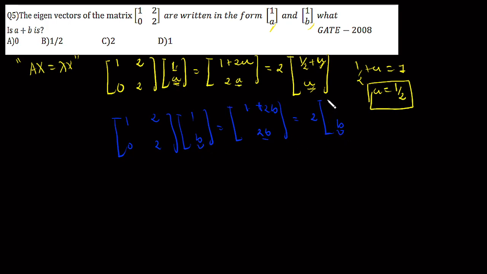So now again I am getting 1 half plus b. Again equate this 1 half plus b equal to 1, so b is again 1 half. So I have found these two unknowns a and b, and each has value 1 half. They are asking about the addition, so I simply add these two numbers and it gives me 1. So the summation of these two unknowns is 1, and option D is the correct one.